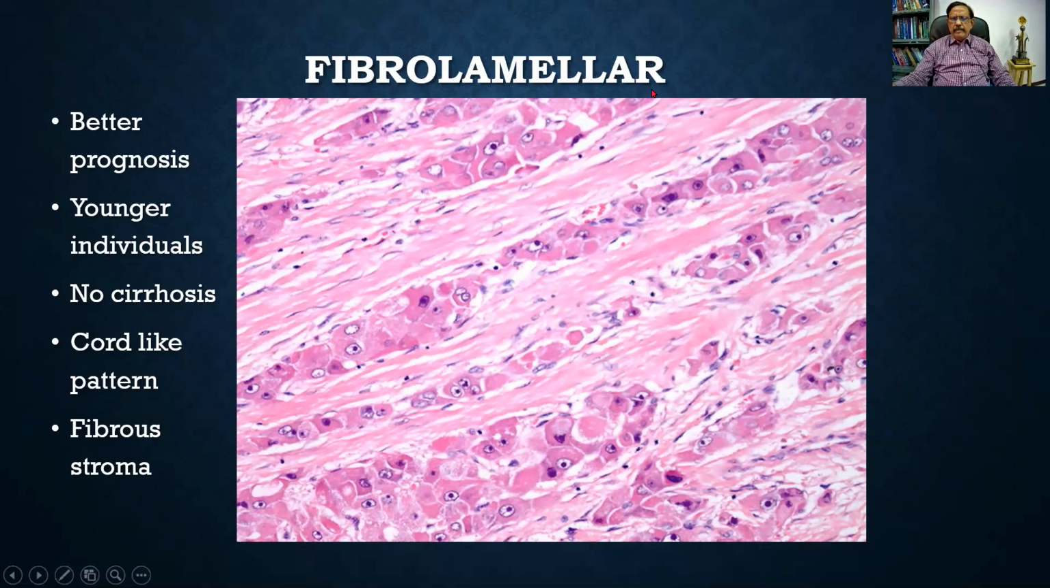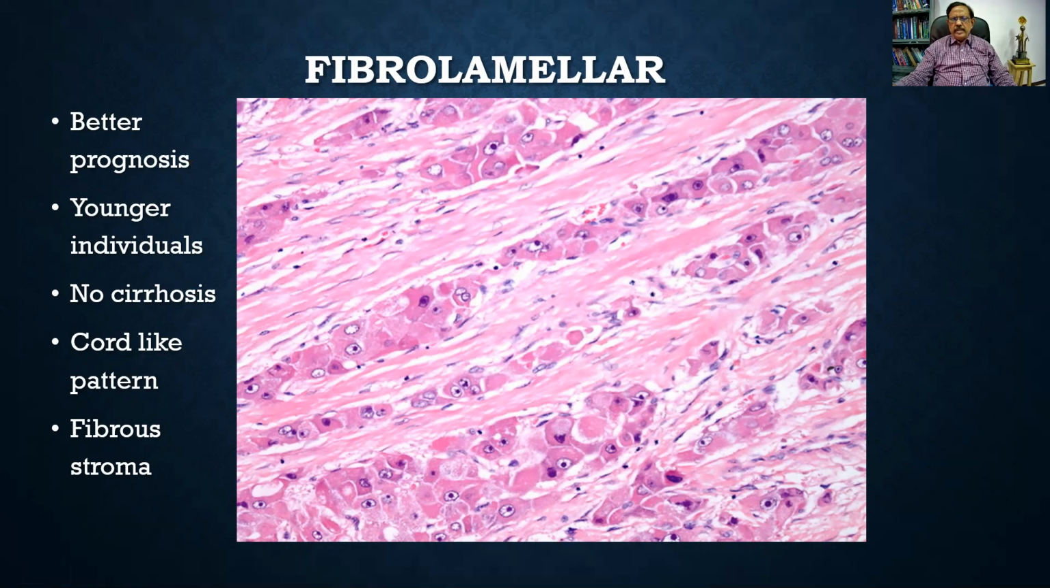This is the fibrolamellar. In fibrolamellar, again there are cords of these tumor cells, and they are separated by fibrocollagenous tissue. So look at this one, the fibrocollagenous tissue. But this type of tumor, it is supposed to be carrying an excellent prognosis. In fact, the MCQ will be which of the types has got a good prognosis, and it will be fibrolamellar. Better prognosis occurs in younger individuals, not associated with cirrhosis, a cord or trabecular-like pattern, fibrostroma. All are given in the pictures. So please recollect and write.